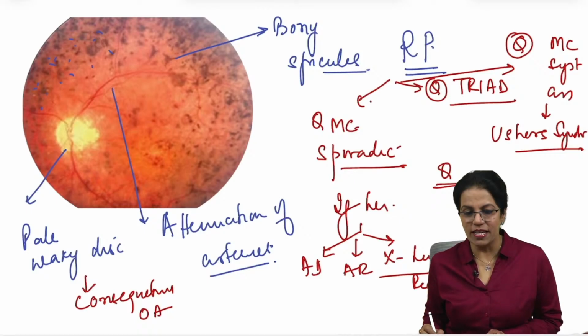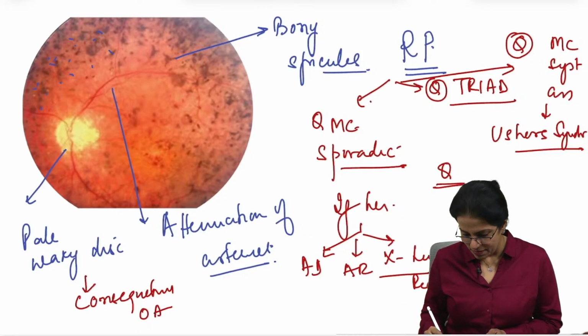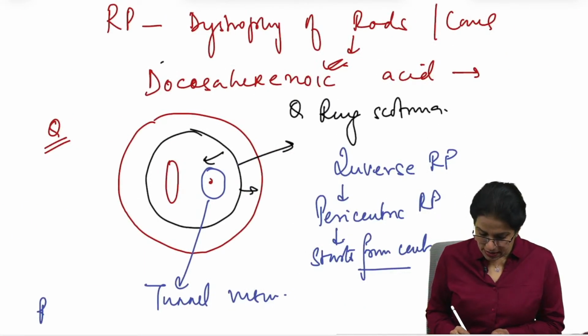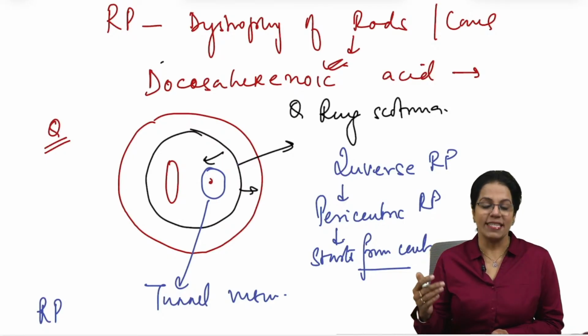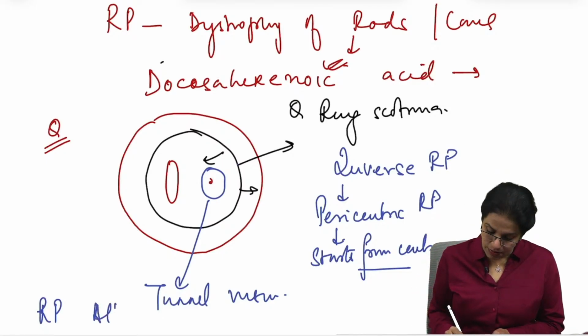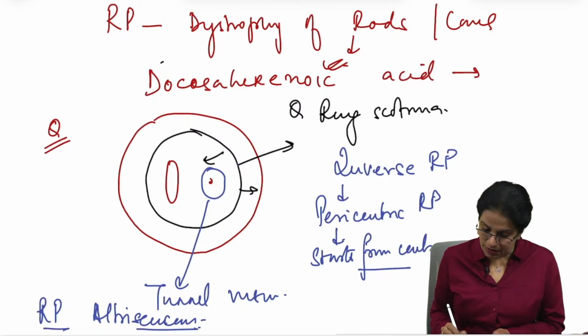So if it is a salt and pepper fundus presentation, we call it RP sine pigmento. ठीक है, इसको क्या बोलते हैं? RP sine pigmento. We all know this, na? So this is another. And of course, if there are white dots, what do you call? RP albicans. White dots is RP albicans. Okay, so these are the atypical types of retinitis pigmentosa.